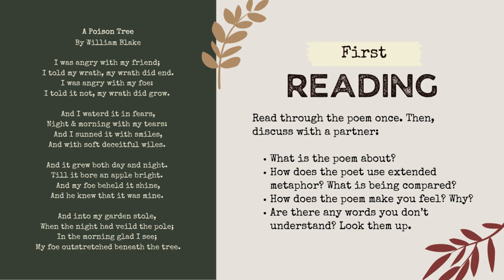A Poison Tree, by William Blake. I was angry with my friend, I told my wrath, my wrath did end. I was angry with my foe, I told it not, my wrath did grow. And I watered it in fears, night and morning with my tears, and I sunned it with smiles, and with soft deceitful wiles. And it grew both day and night, till it bore an apple bright. And my foe beheld it shine, and he knew that it was mine. And into my garden stole, when the night had veiled the pole, in the morning glad I see, my foe outstretched beneath the tree.